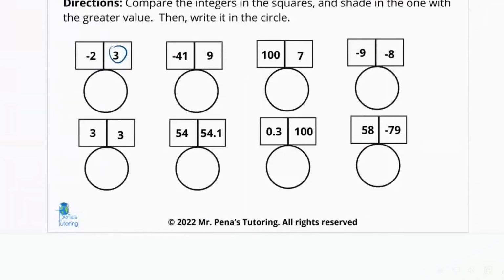So 3 is actually bigger than negative 2. Negative 41 and 9. 9 is actually the bigger one, so we're going to write that here. 100 is the bigger number. Negative 8. Now you try.